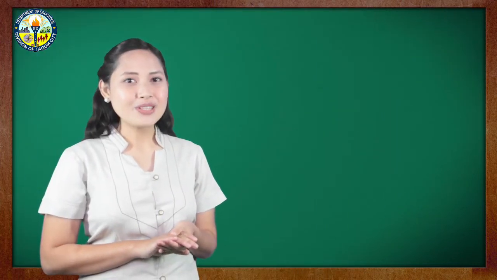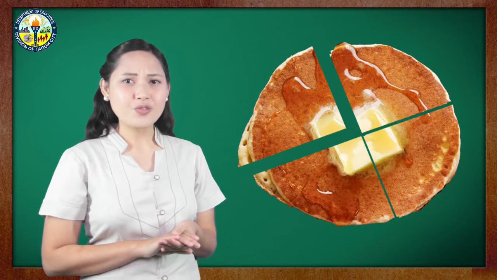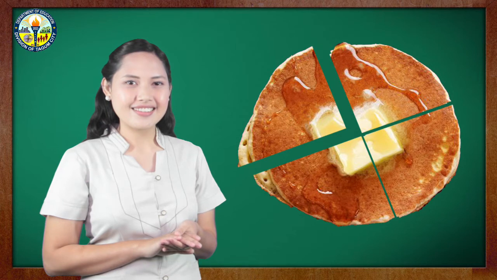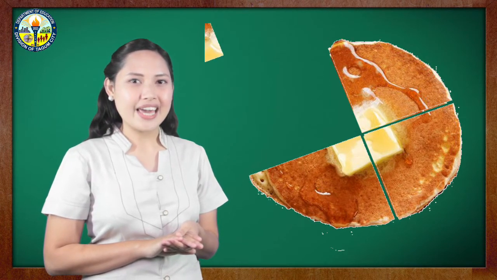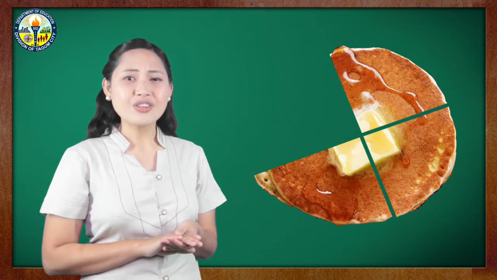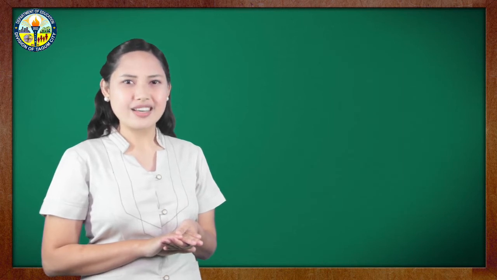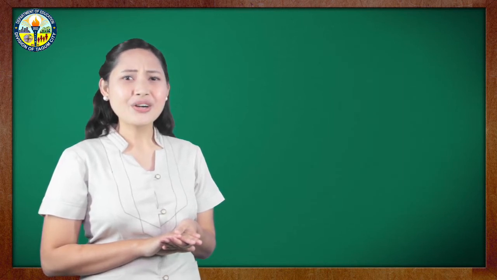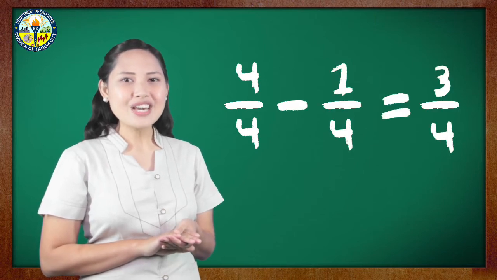Now, Mark put a slice of the hot cake into his mouth. What part of the hot cake did he take? 1/4. How much was left when Mark ate a slice of the hot cake? Okay, 3/4. Mathematically, how do we show that? Correct! 4/4 minus 1/4 equals 3/4.